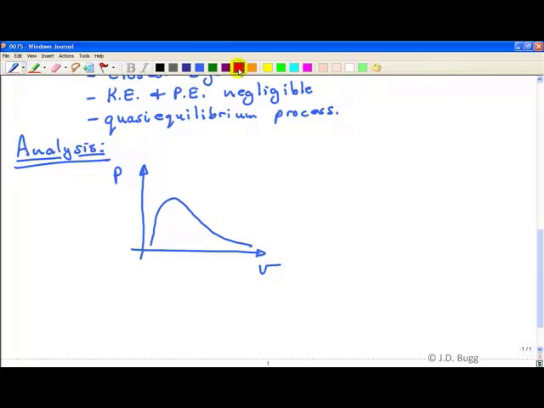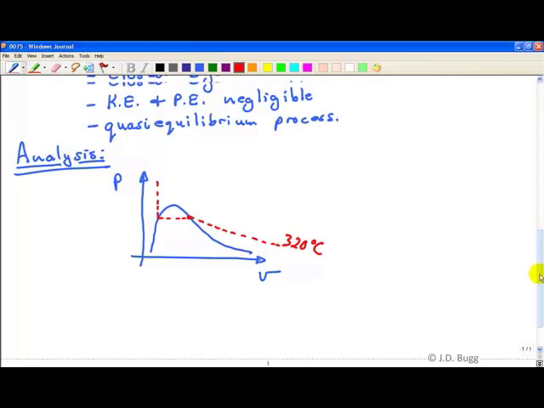Remember, the first point was described as being on the saturated vapor line. So I'll put my first point right there. The first process is a constant temperature process, so I'm going to draw a line of constant temperature just as a dashed line for now through that point. So this is the 320 degree isotherm. So everywhere on that line is 320 degrees C.